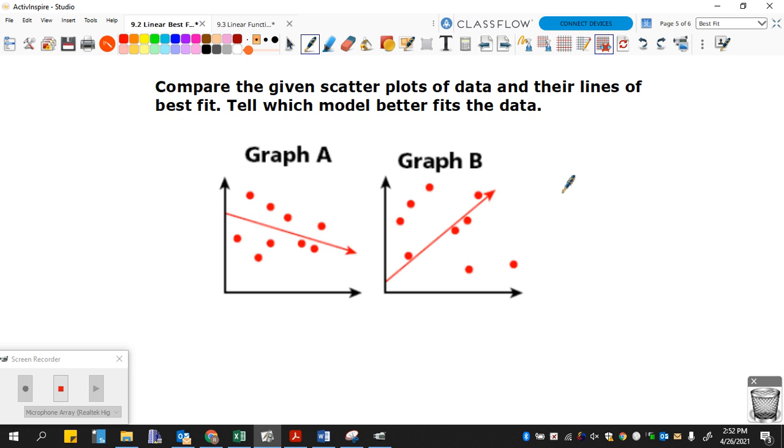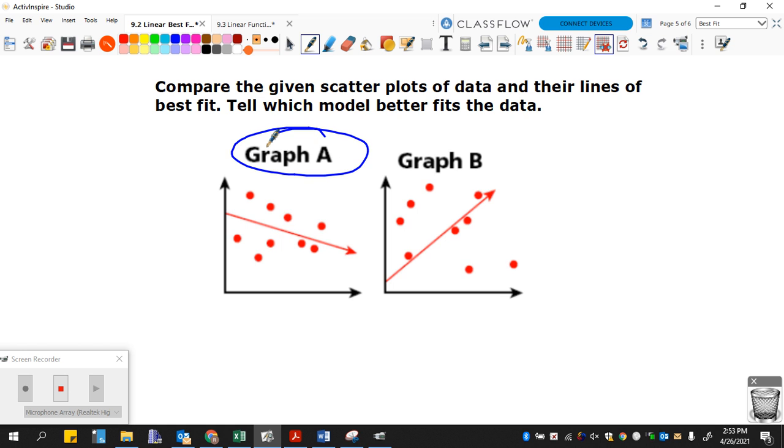Okay, this one here, well, you notice they both go through about the same number. Here you have 4 below it and 4 or 5 above it. Here you have 4 above it and 5 below it. So it goes right through the middle of the data. But in this case here, the data points are closer to the line of best fit. They're clumped together more closely. So here again, graph A would fit. That line of best fit would be better.